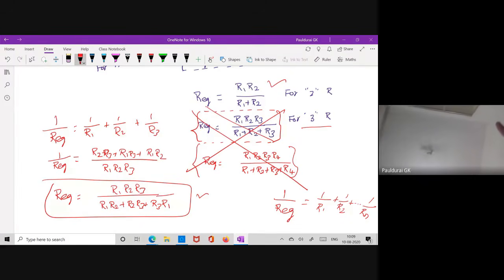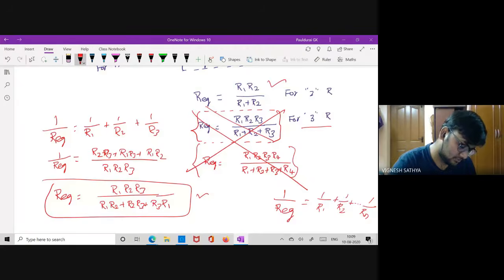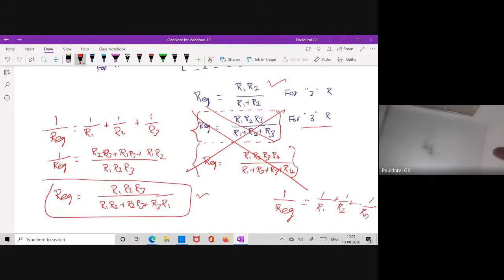ஒரே ஒரு டெர்மினல் கனெக்ட் ஆயிருந்துச்சுன்னா அது சீரிஸ், 2 டெர்மினல் கனெக்ட் ஆச்சுன்னா அது பேரலல். இப்ப 2 சீரிஸா கனெக்ட் ஆச்சுன்னா யூனோ R1 plus R2. 2 பேரலா கனெக்ட் ஆச்சுன்னா யூனோ R1 R2 divided by R1 plus R2.